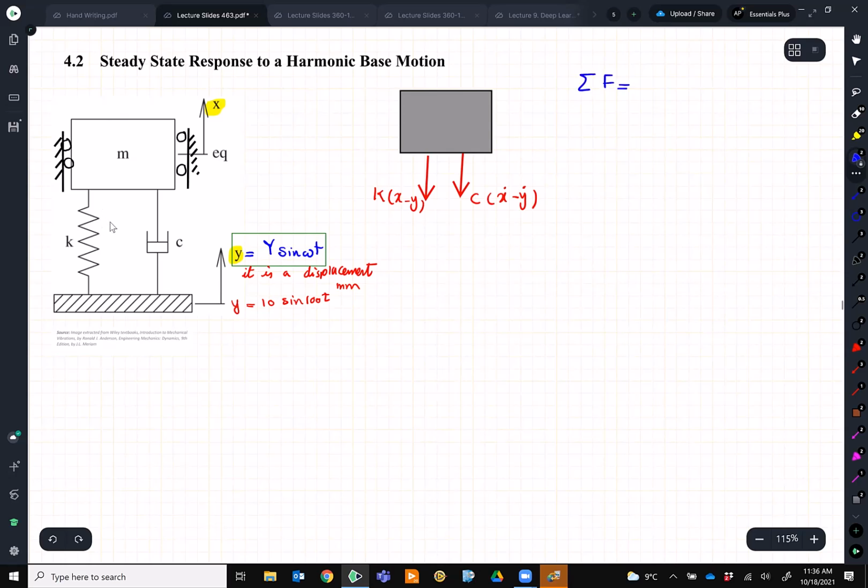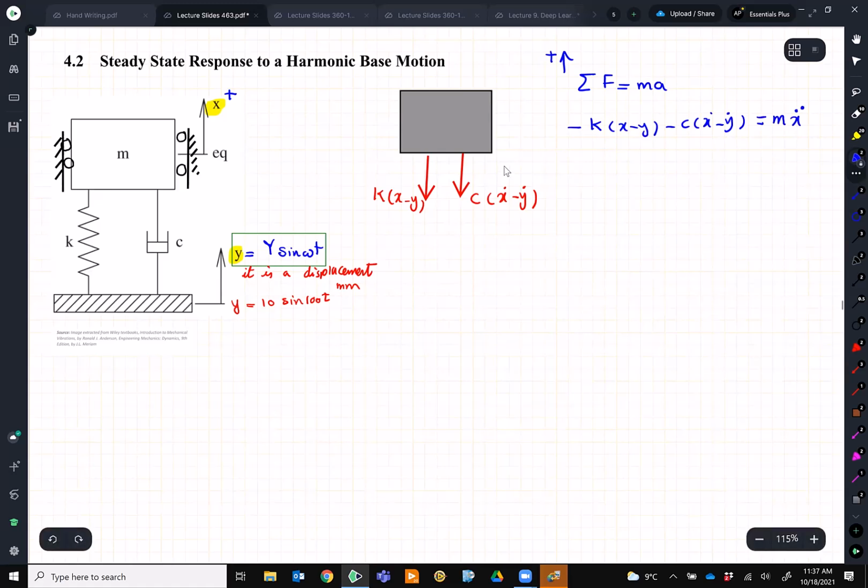Sum of the force is ma, and we know our opposite direction is what we decided initially over here. We could have selected downward, then this equation would have been different, and we'd get different free body diagrams, but at the end, everything will be the same. So if I write down, I would get minus k times x minus y, minus c times x dot minus y dot, is equal to m times my acceleration, which is x double dot.